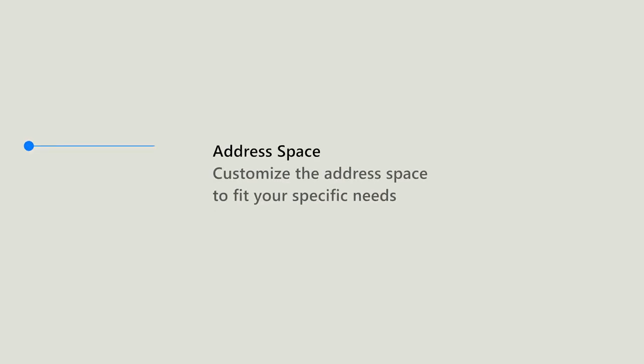Next, address space defines the range of IP addresses available within your VNet. You can customize the address space to fit your specific needs, ensuring you have enough IP addresses for all your resources. It's like planning a new city's layout, ensuring there's enough room for all the houses and streets. Like dividing a large room into smaller sections, subnets allow you to segment your VNet into smaller manageable parts. Each subnet can host different types of resources, and you can apply specific security rules to each one.